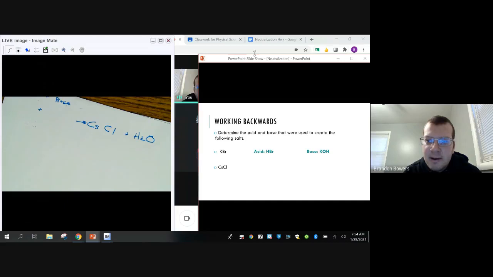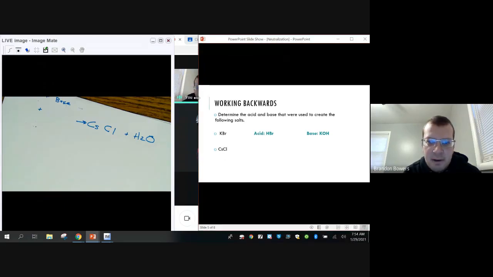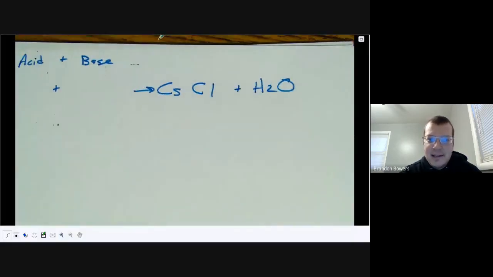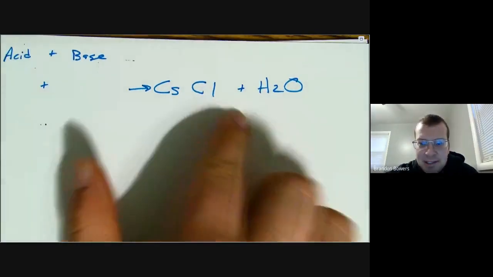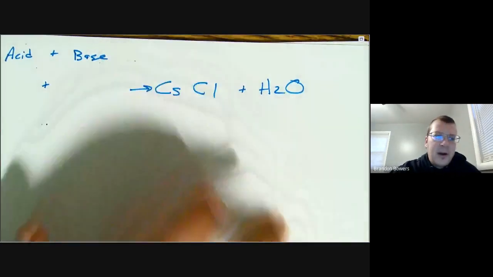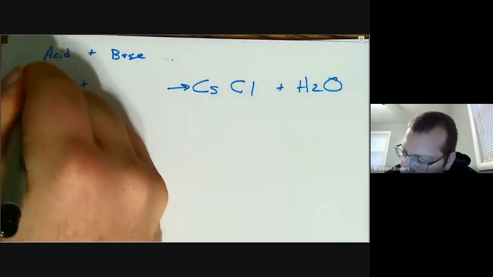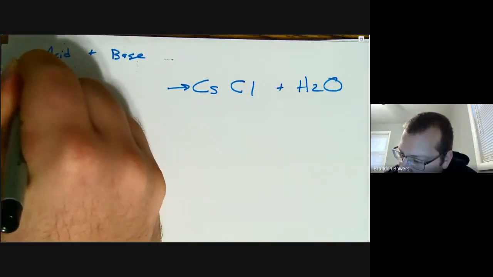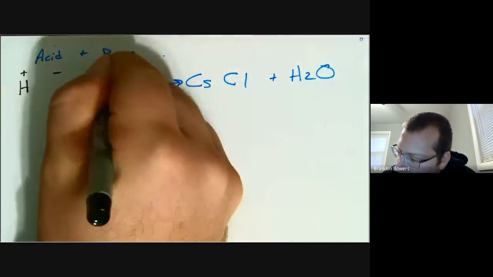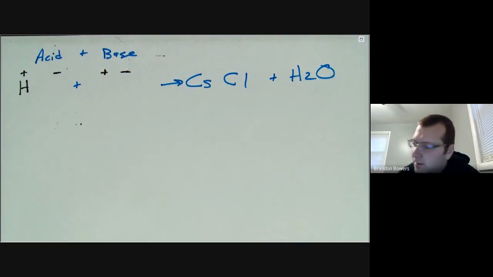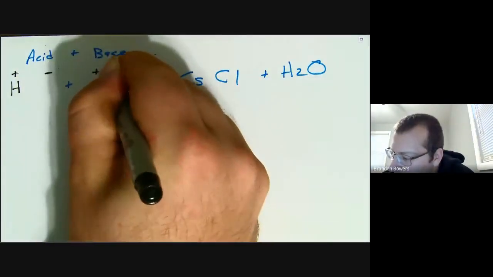Okay, so let's try this out. Hopefully you got decently far. I know a product is CsCl. My other product is always water. So, predicting the acid and the base. I know acids always start with an H. I need a positive here and a negative there. What do bases always end with? Bases always end with an OH.